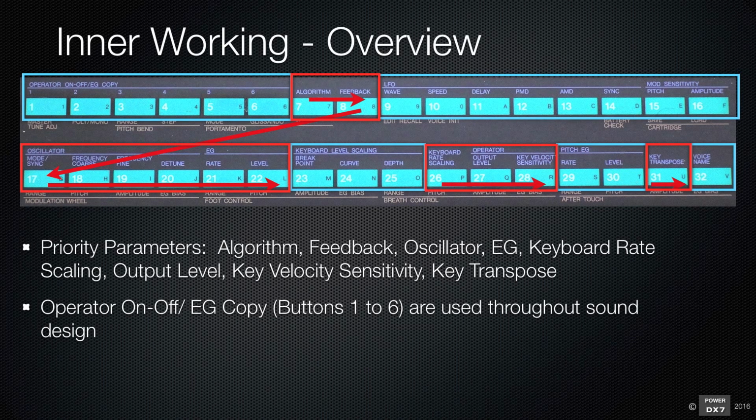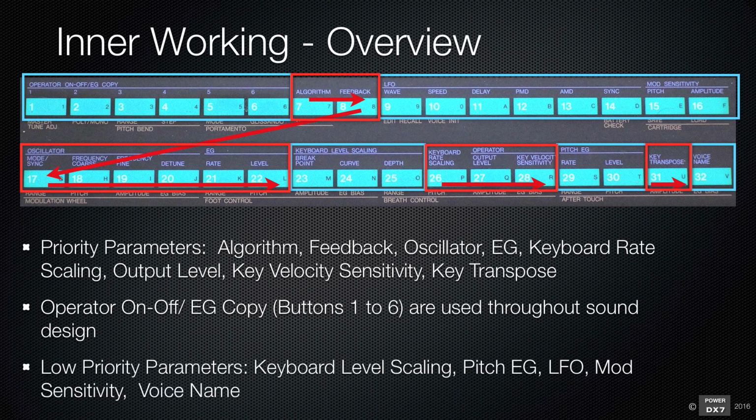There are also 6 buttons that you will use throughout the FM sound design process. They are the operator on-off / EG copy buttons, from button 1 to button 6. Other parameters can be used to fine-tune a patch, so they can be used later. I call them low priority parameters. They include keyboard level scaling, pitch EG, LFO, mode sensitivity, and voice name.